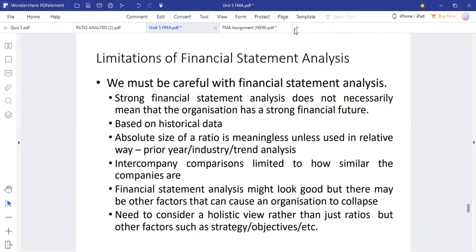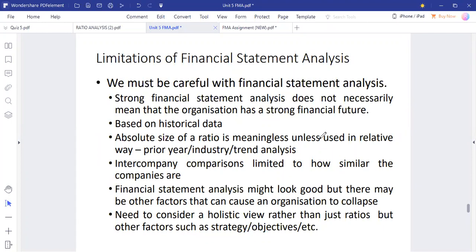Things change. Also, the absolute size of the ratio is meaningless unless it is compared to a prior year, the industry, and the trend analysis. You're able to see within the same proportion. So depending on the size of the firm, sometimes you may be performing well, but you're not doing fine in the actual sense on the ground.